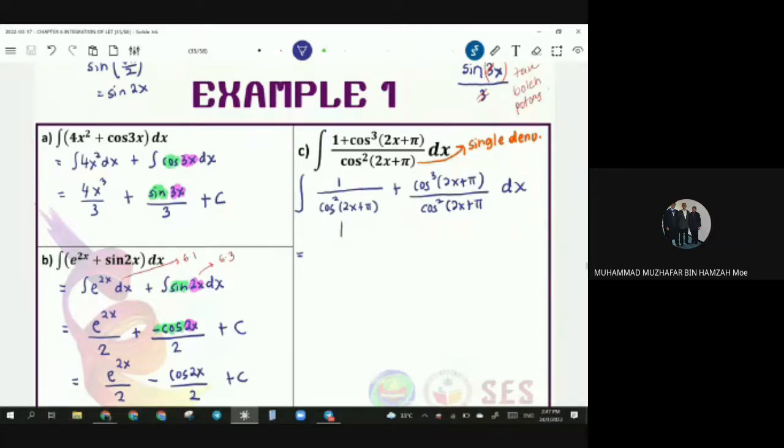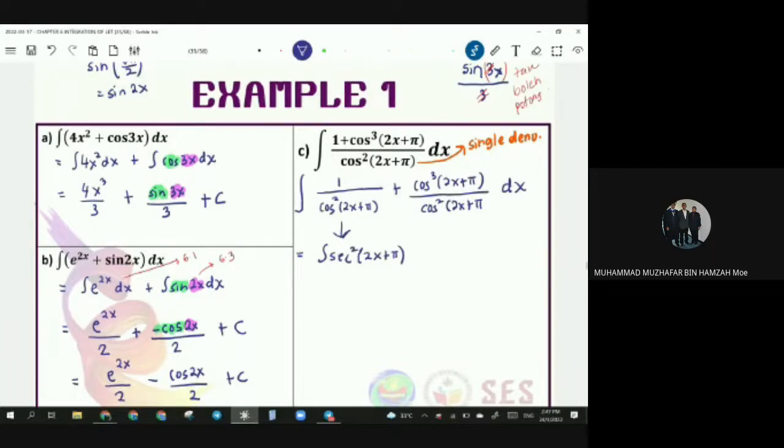Okay, ada yang tahu? Hazira respond: secant square x. Yes, it is. 1 over cos square adalah secant square x. Tapi x dia bukan x lah. X dia adalah 2x tambah pi. Yes, it is correct. Thank you Hazira.